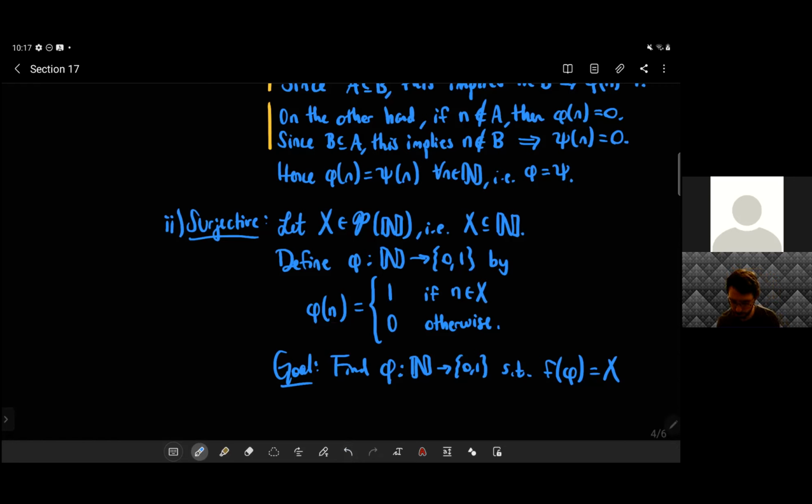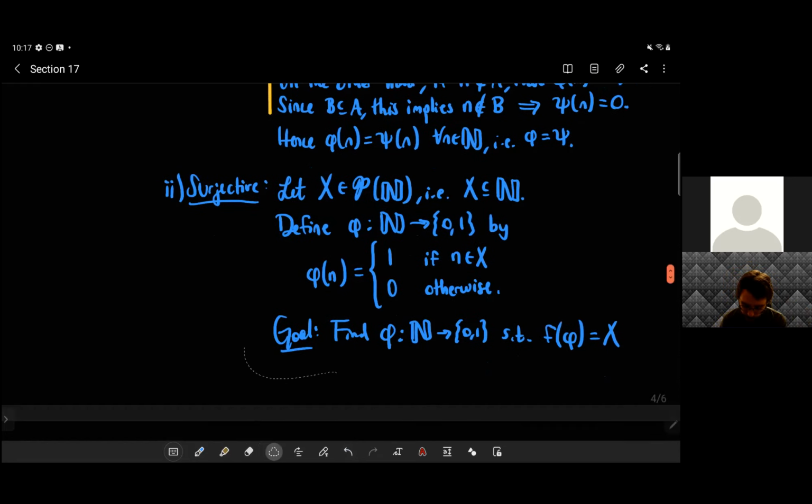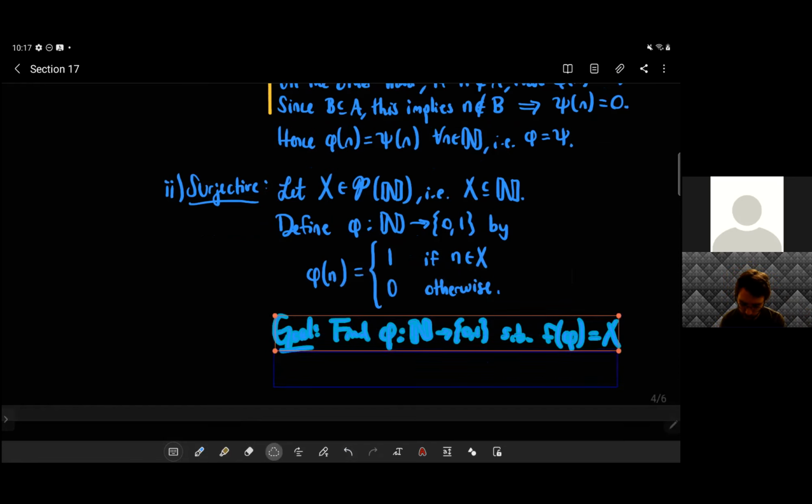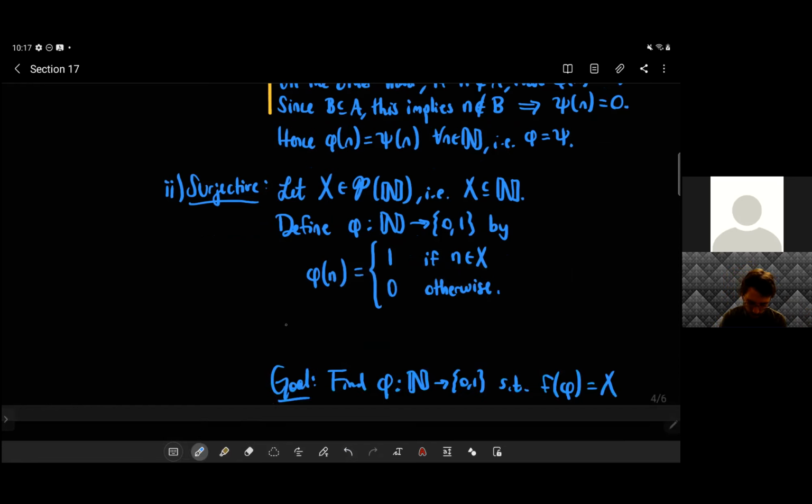Otherwise, output 0. That's a nice binary condition. Either n is in the set x or it isn't. So that'll guarantee I'm always outputting 0 or 1 here. And now let's check this thing that I wrote in my goal. Let's check that f of phi actually equals x.